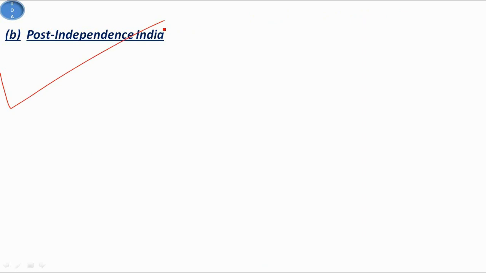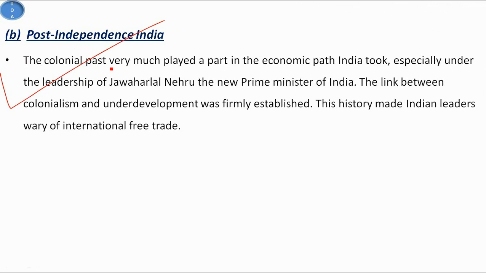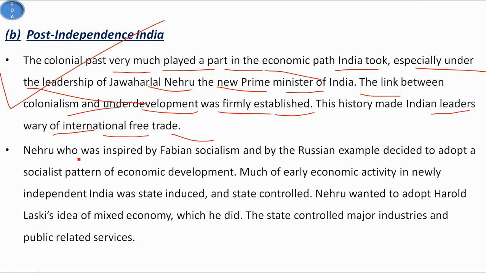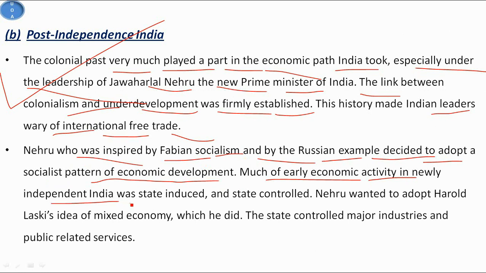So now we see post-independence India. The colonial past very much played a part in the economic path India took. Especially under the leadership of Jawaharlal Nehru, the new Prime Minister of India, the link between colonialism and underdevelopment was firmly established. The history made Indian leaders wary of international free trade. So Nehru, who was inspired by Indian socialism and by the Russian example, decided to adopt a socialist pattern of economic development. Much of early economic activity in newly independent India was state-induced and state-controlled.